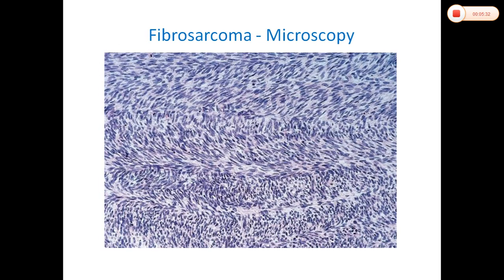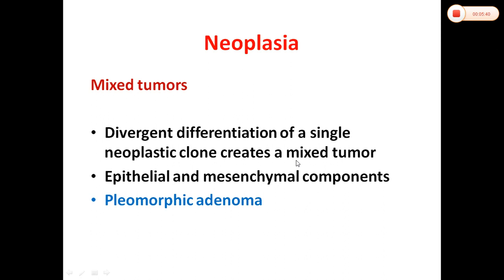So this is the microscopic picture of fibrosarcoma in which the malignant spindle cells are arranged in the form of herringbone pattern. Divergent differentiation of a single neoplastic clone creates a mixed tumor. And these mixed tumors contain epithelial component as well as mesenchymal components like myxoid stroma, and islands of cartilage and bone can also be present.